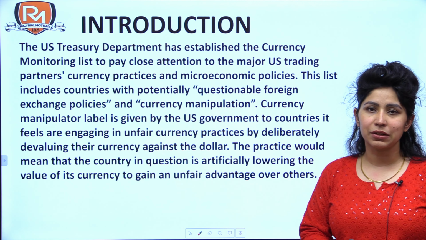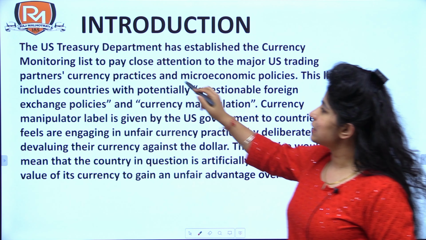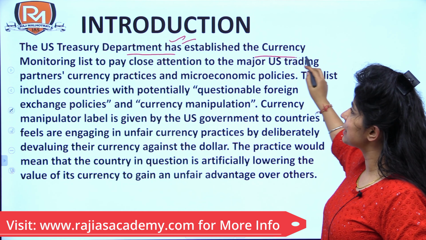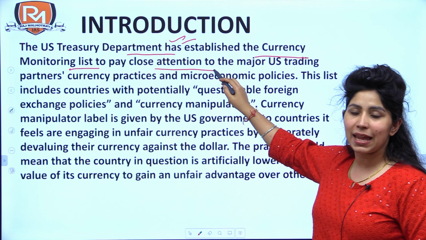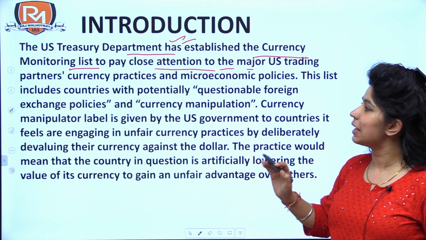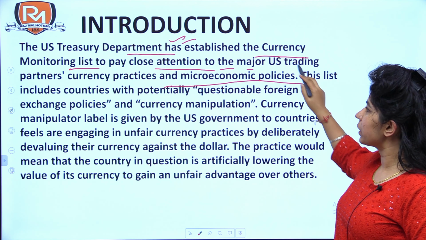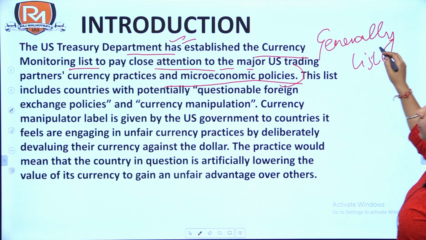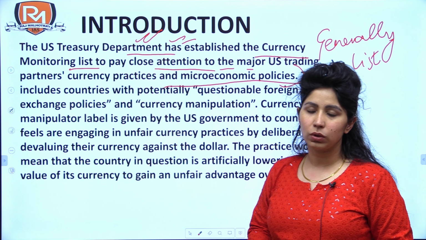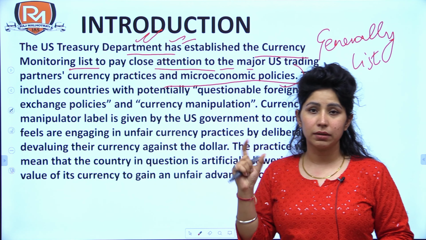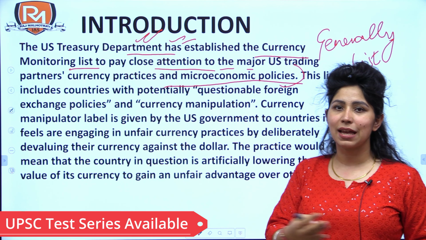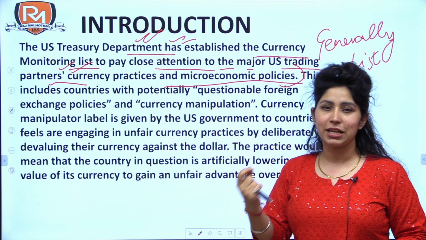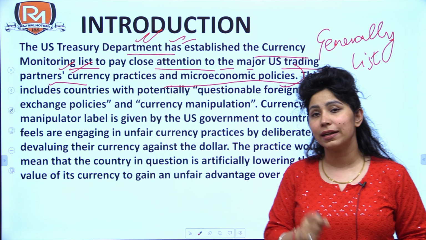So in the introduction, as I told you, we'll talk about the list. It is the US Treasury Department that has established this list. It has established the currency monitoring list to pay close attention to the major US trading partners' currency practices and macroeconomic policies. So here you have told generally about the list, you have talked about the department, you have also told that this list contains the names of countries with which the USA currently has trade relations. So for trading partners, their currency manipulation practices or currency change practices are being reviewed.